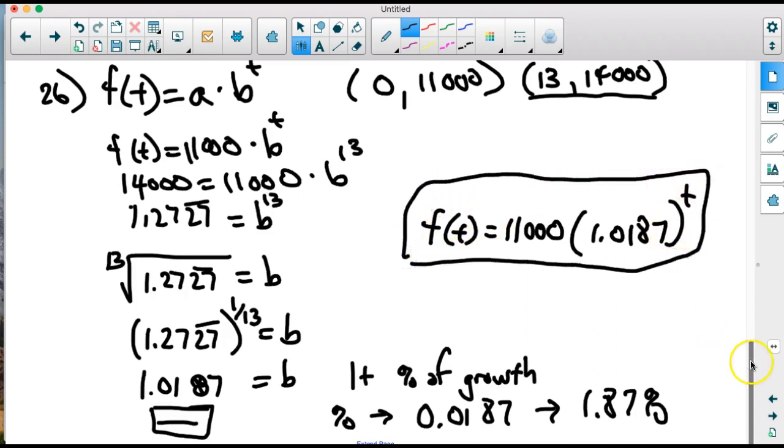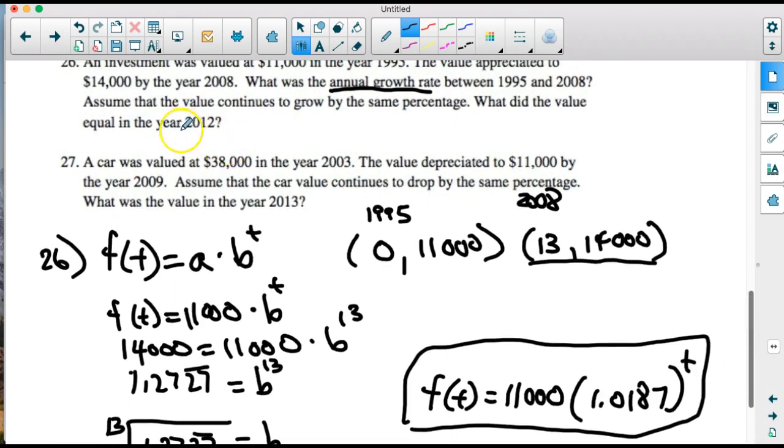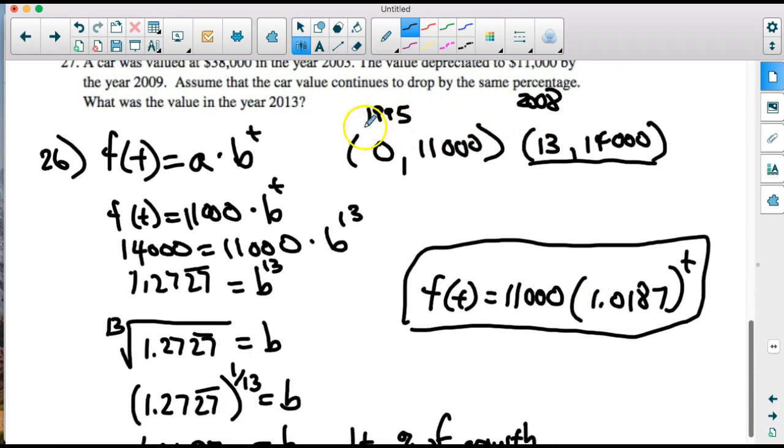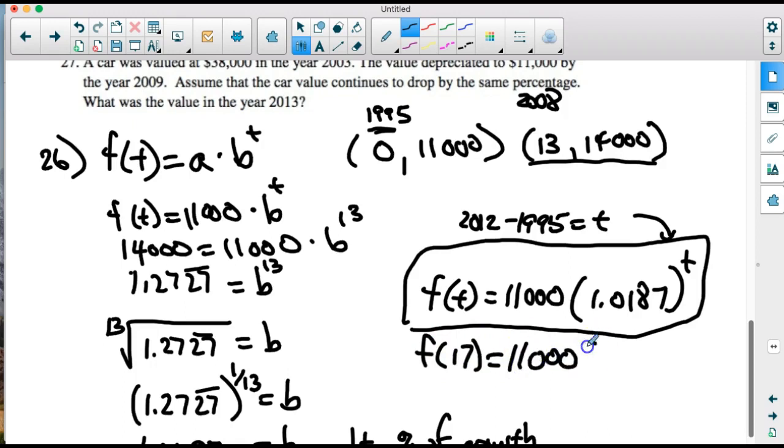Now, I'm going to use that equation for the year 2012. So we don't put 2012 in there because the thing starts at 1995. So we're going to go 2012 minus 1995 to find my t value that I'm going to stick in right here. Alright, so that's going to be 17. So we're going to find f of 17 is 11,000 times 1.0187 to the 17th power, and I'm going to use my calculator to do that.